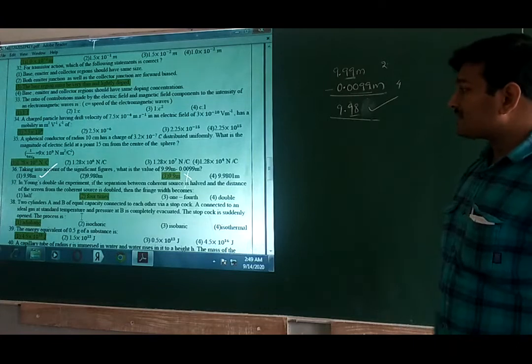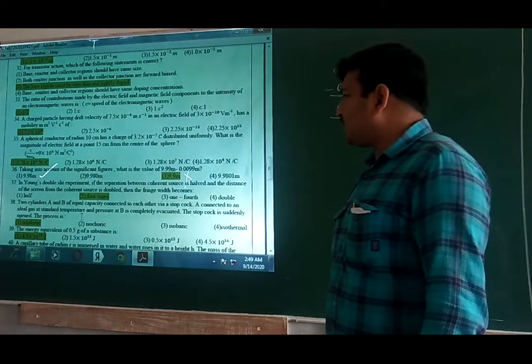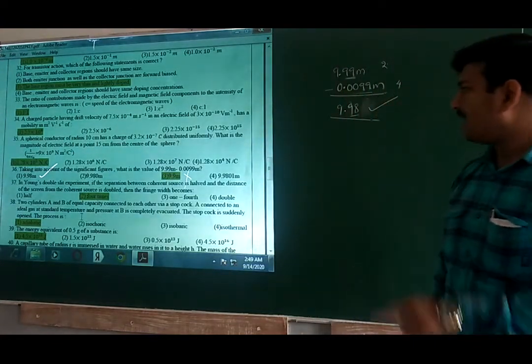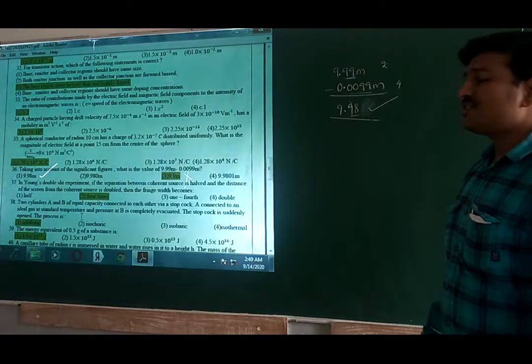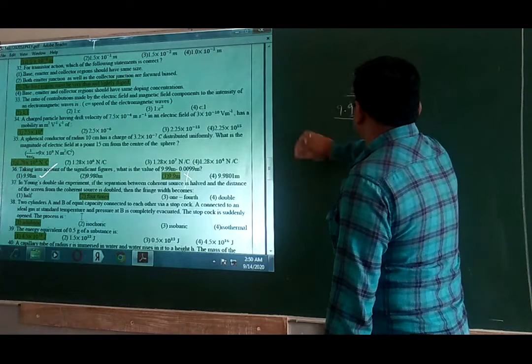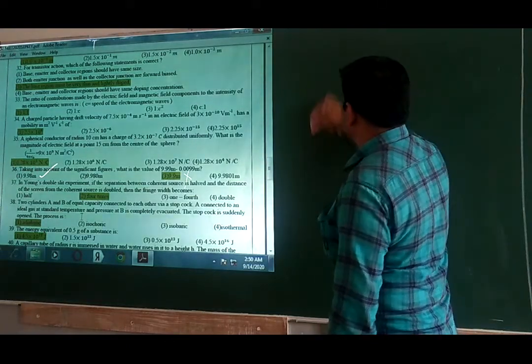In Young's double slit experiment, if the separation between two coherent sources is halved and the distance of the screen from the coherent sources is doubled, the fringe width becomes? It's a very common question which is asked in the board exams.